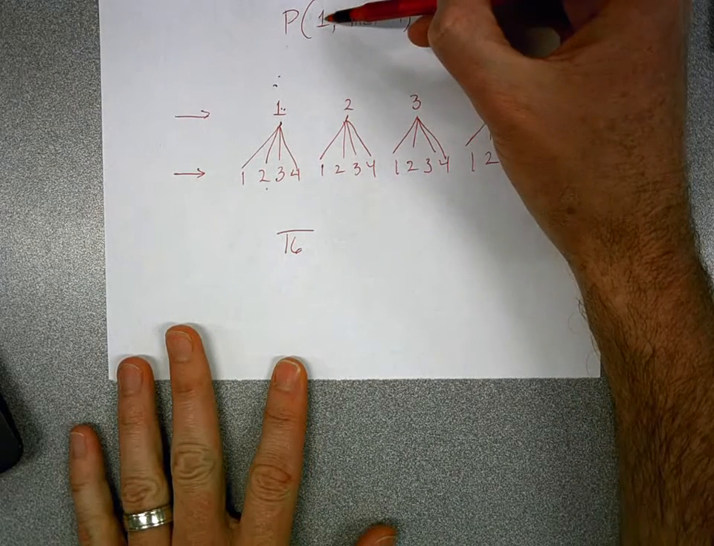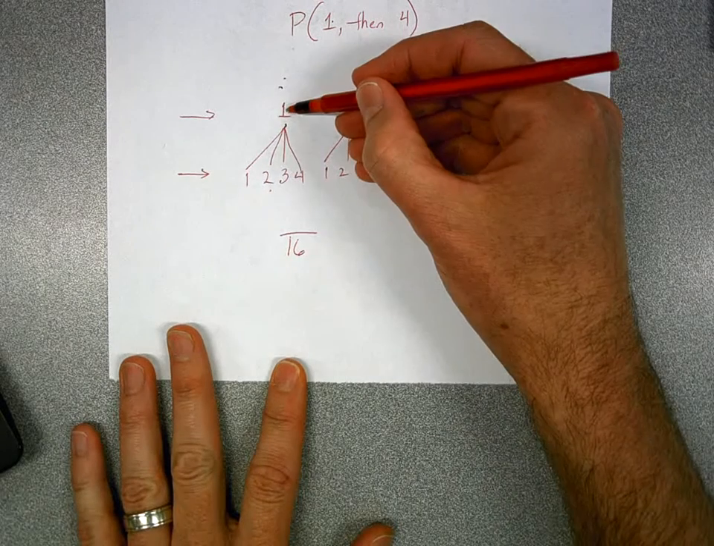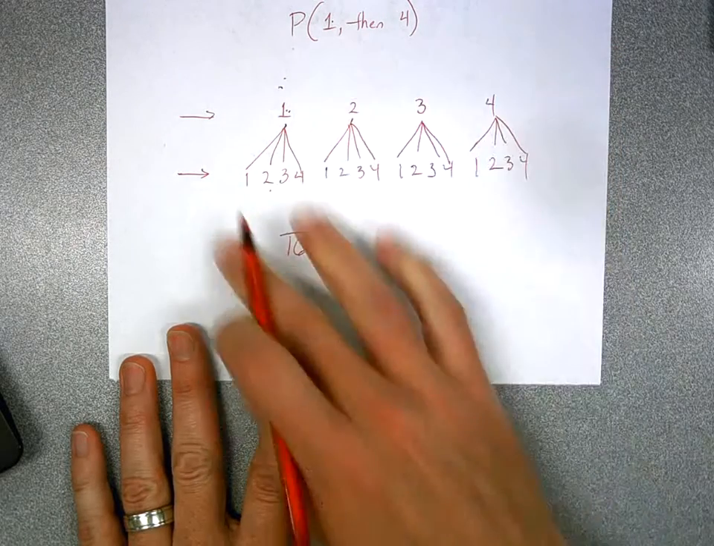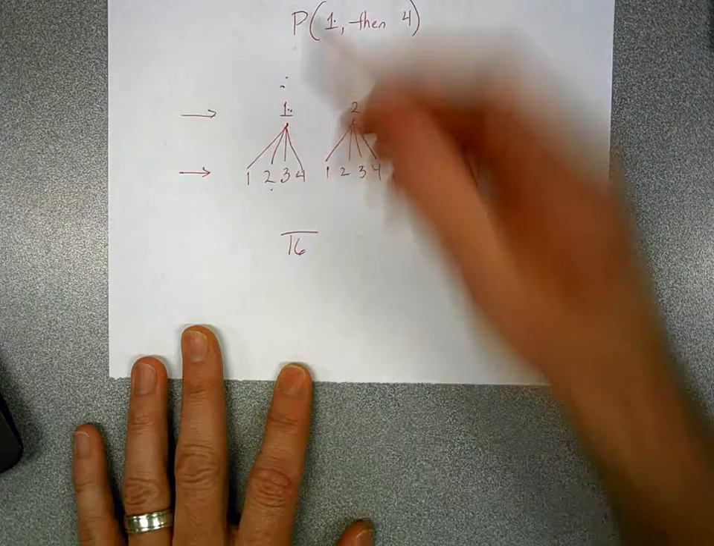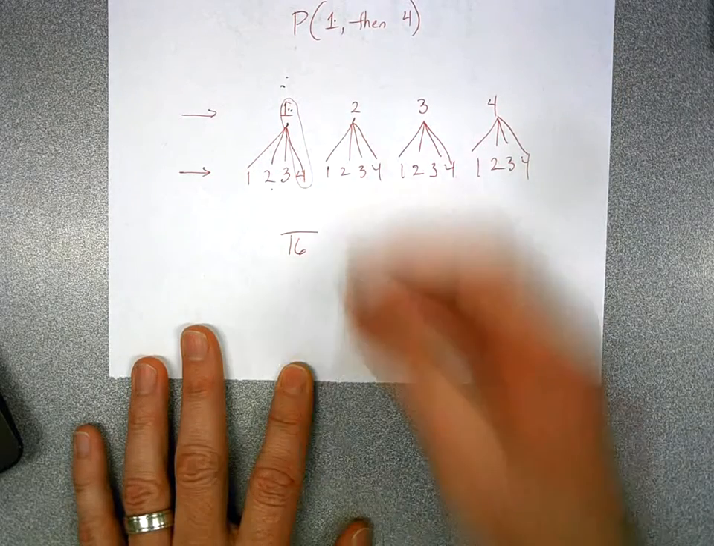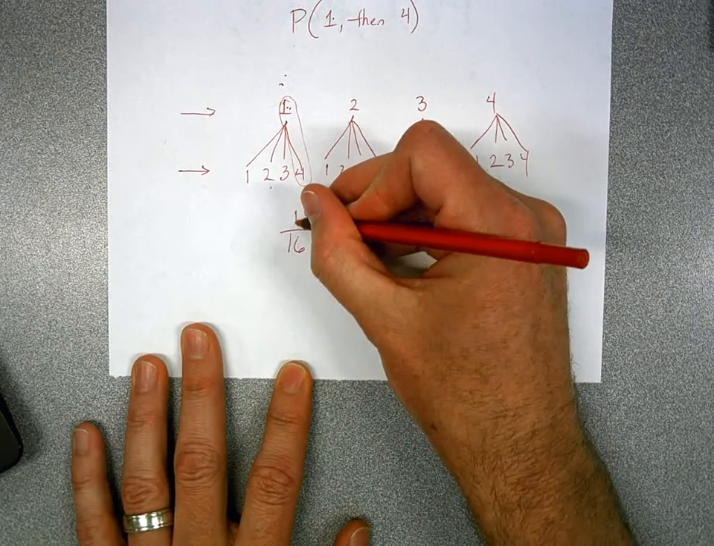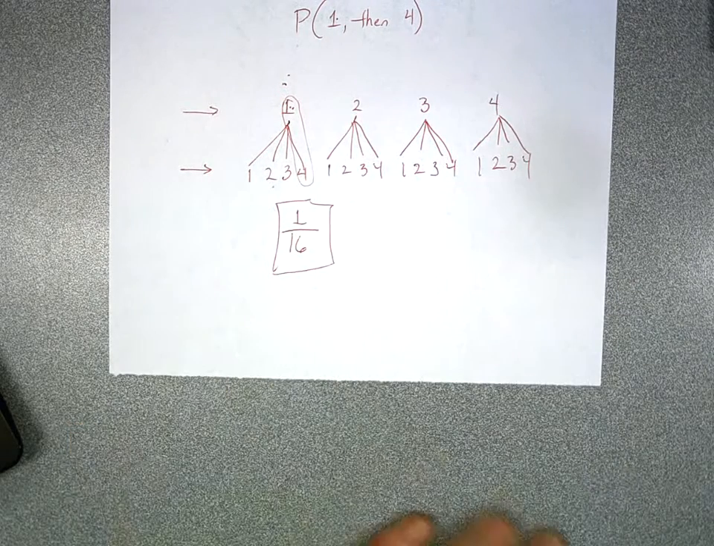I'm looking for the favorable outcome, choosing a 1 and then a 4. A 1 and then a 4. Is there any other place here where I can choose a 1 and then a 4? Nope. There's my only favorable outcome out of all these branches. It is only in one spot. I have a 1 in 16 chance of winning this game.